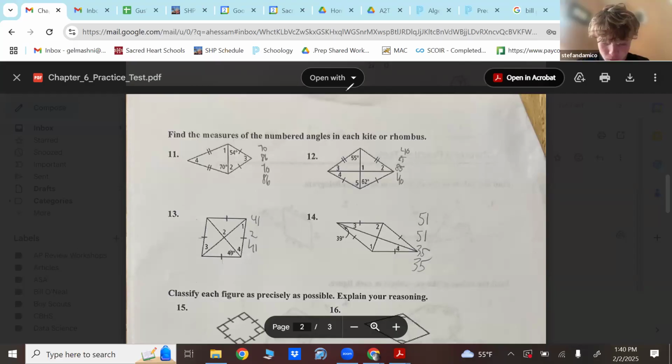Find and measure the numbered angles in a kite or rhombus. Remember, a kite looks like a kite. You're going to have two pairs of sides that are the same, but they're consecutive sides, unlike a parallelogram, where the opposite sides are the same. A rhombus has all four sides the same. So 13 and 14 are rhombuses. These are kites.